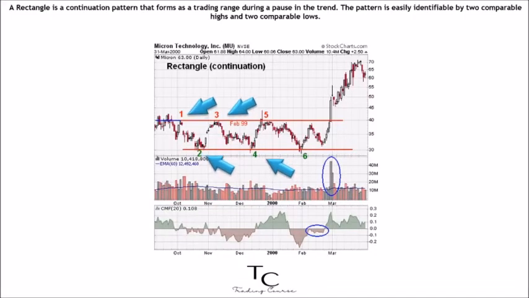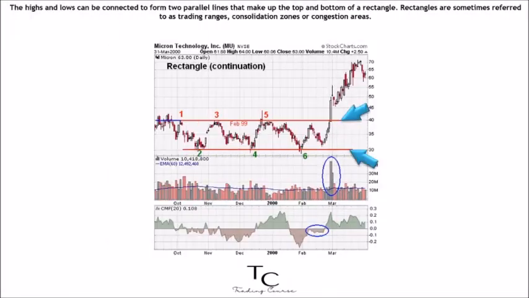A rectangle is a continuation pattern that forms as a trading range during a pause in the trend. The pattern is easily identifiable by 2 comparable highs and 2 comparable lows. The highs and lows can be connected to form 2 parallel lines that make up the top and bottom of a rectangle. Rectangles are sometimes referred to as trading ranges. Consolidation zones are congestion areas.